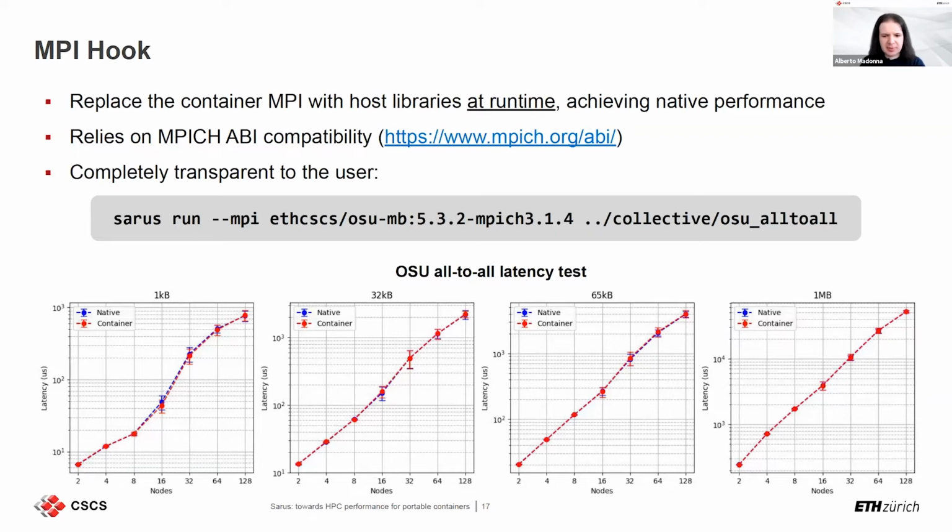In the bottom part of the slide, we see the results for an all-to-all MPI latency test for a variety of message sizes. We have container data in red and the corresponding native application in blue. And we're running between 2 and 128 nodes. And you can see that the performance profile between container and native is very close, and it's very consistent throughout node counts and message sizes.